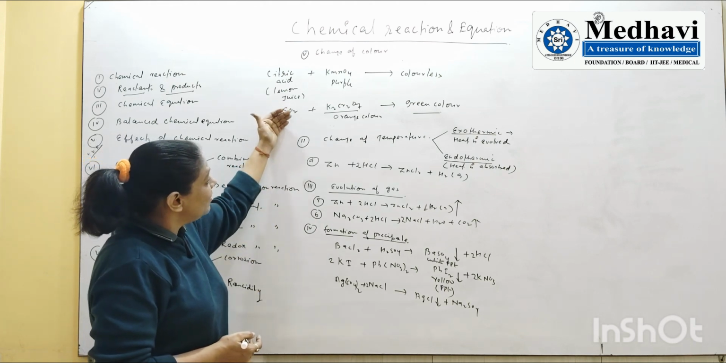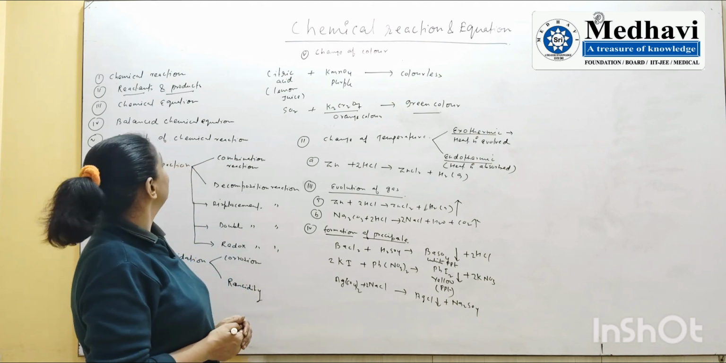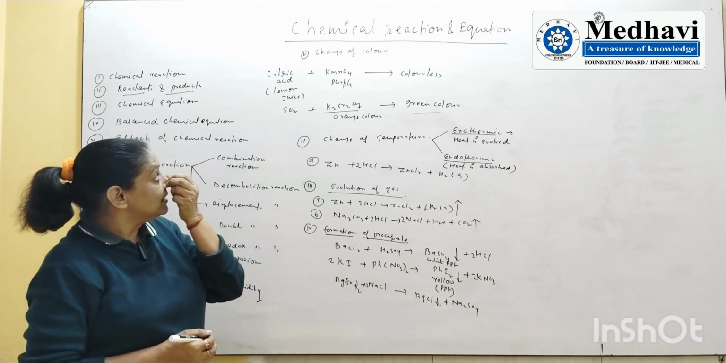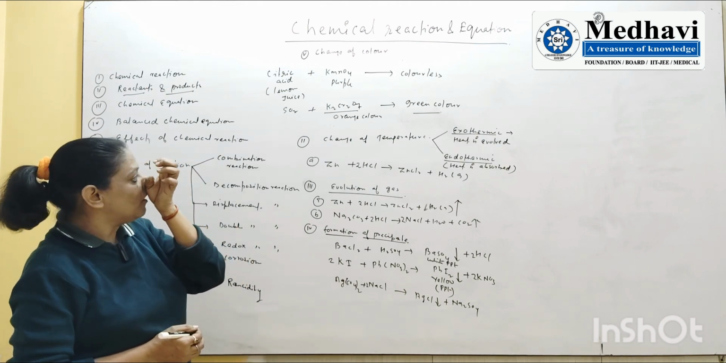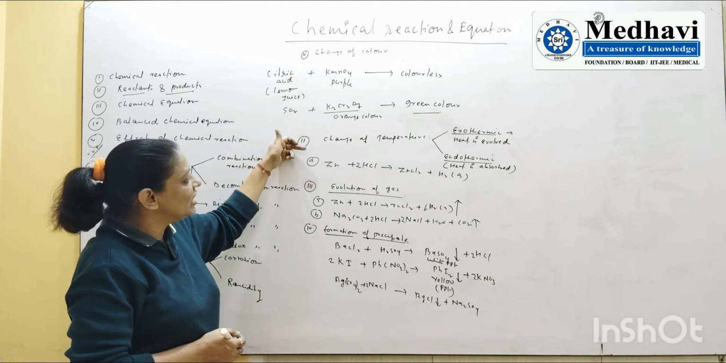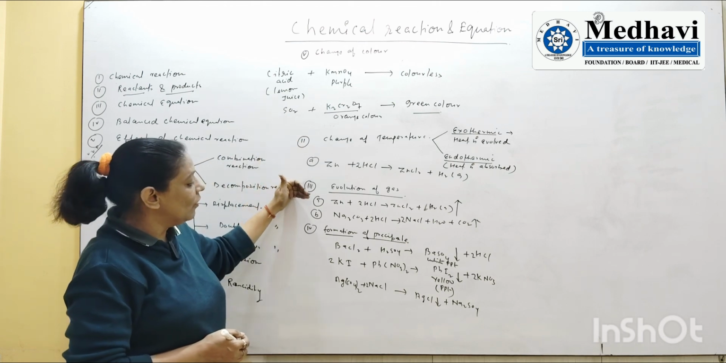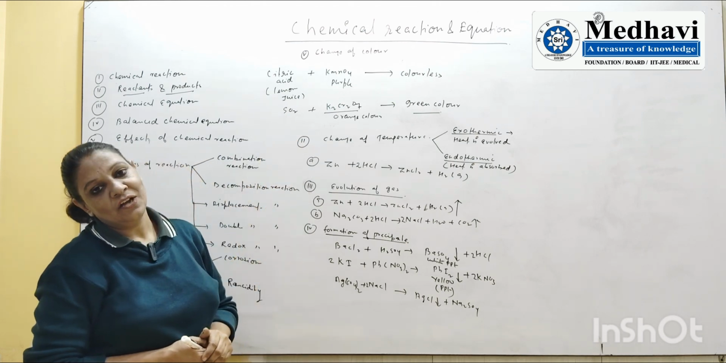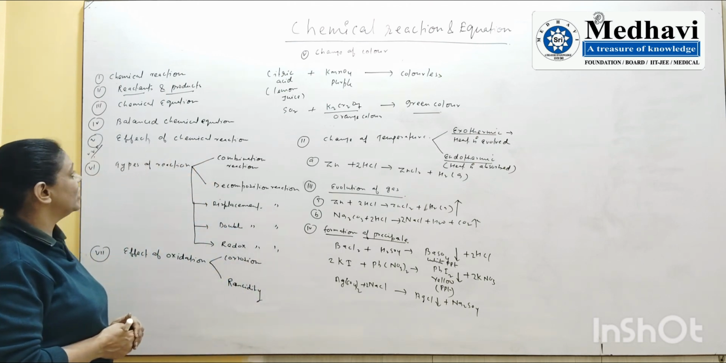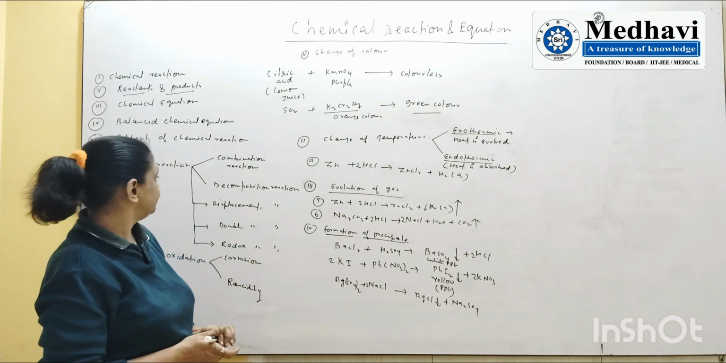So these are the important points that you have to keep in mind when you start this chapter: when a chemical reaction occurs, what are the important effects of the chemical reaction? First is the change of color, second is the change of state, third is the change of temperature, fourth is the evolution of gas, and fifth is the formation of products. So these are the important information related to the chemical reaction.